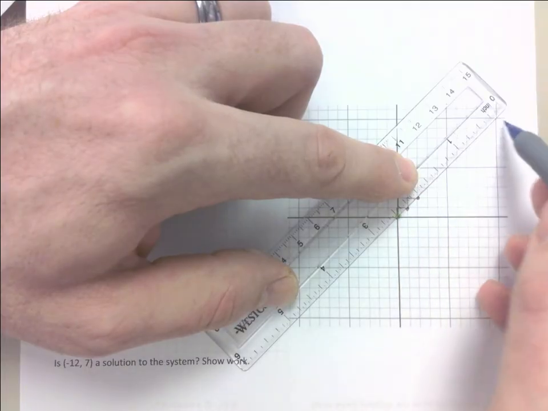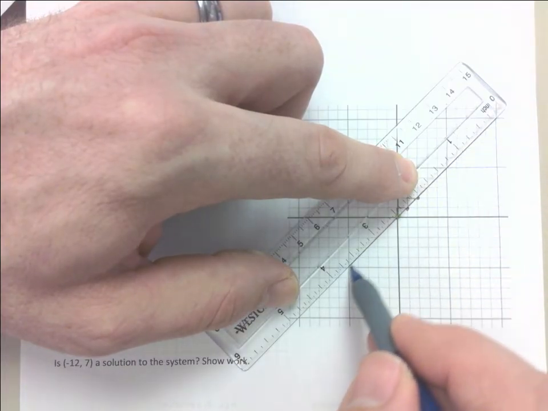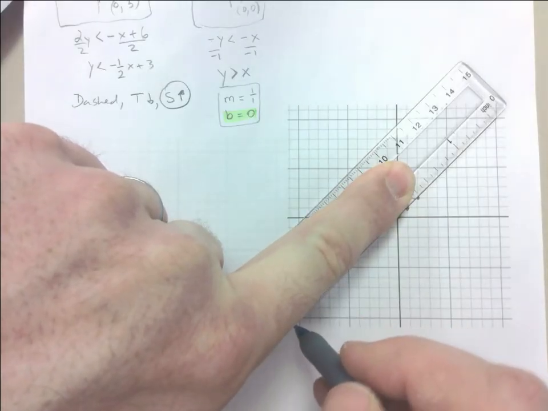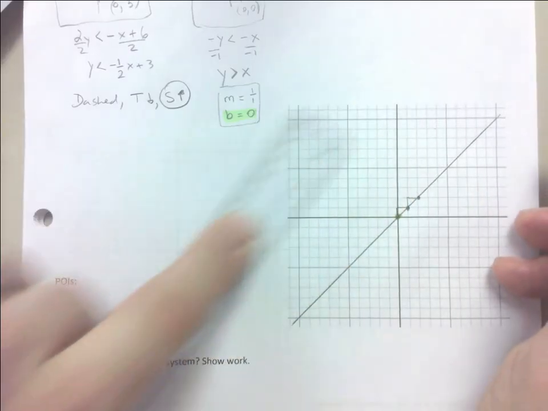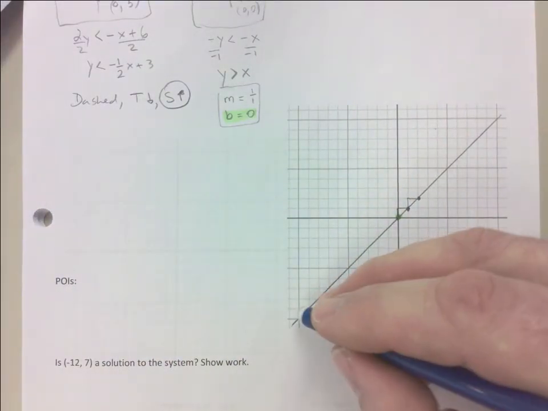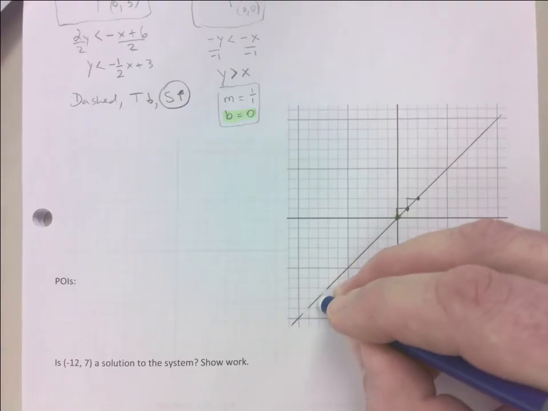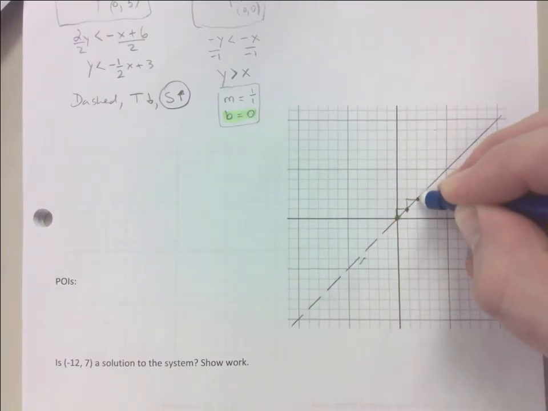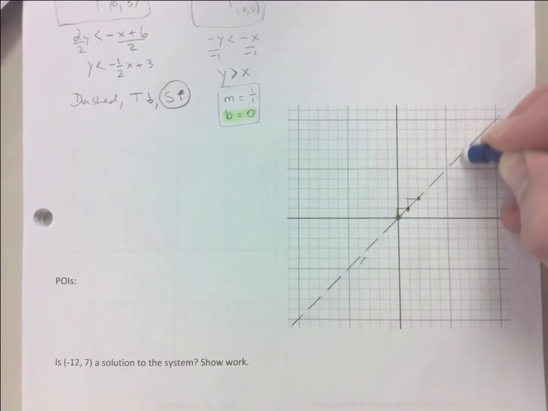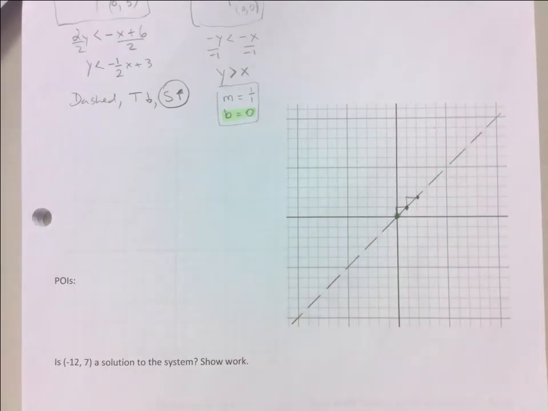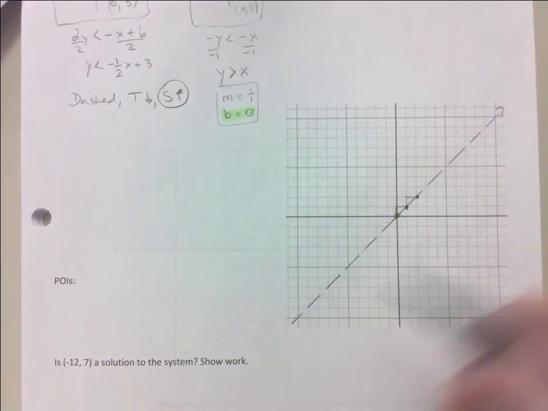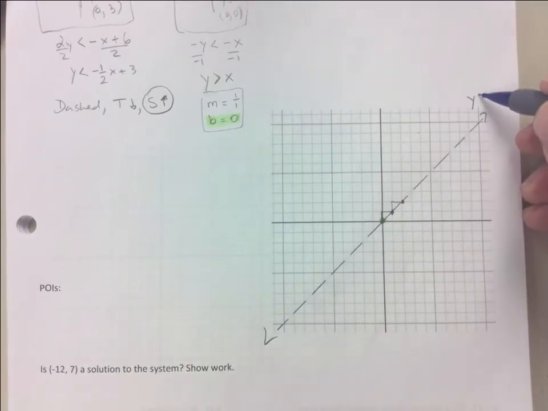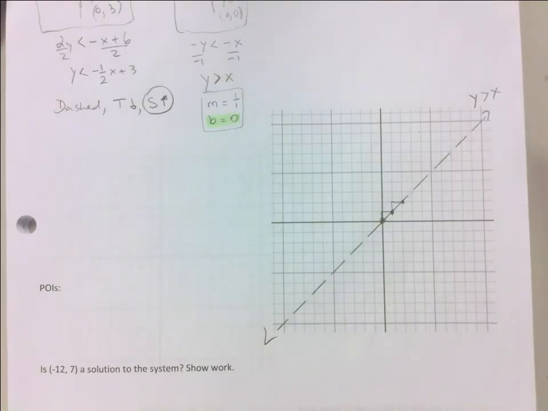So you notice it's a 1-to-1 slope. Is it solid? Please, it's solid. Yeah, no, it's dashed. Sorry, guys. It's dashed, but it happens, right? So you just do this. Problem solved. And so this is your y is greater than x line.